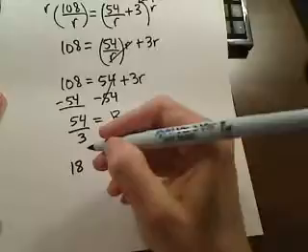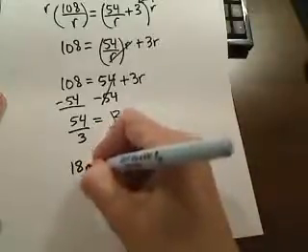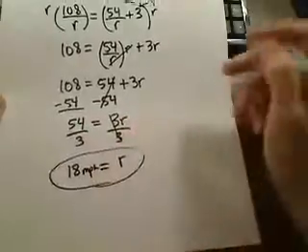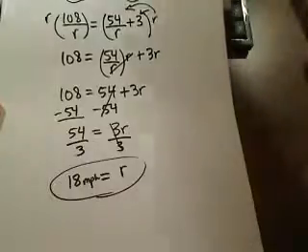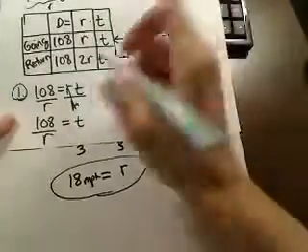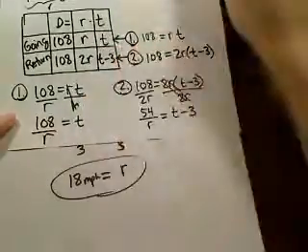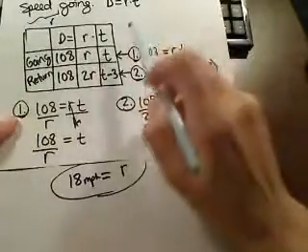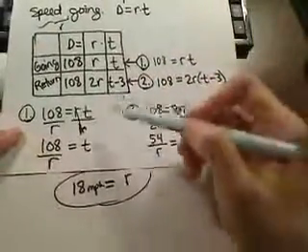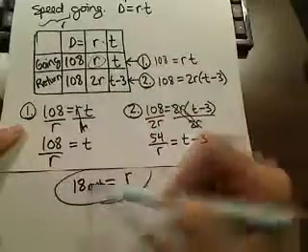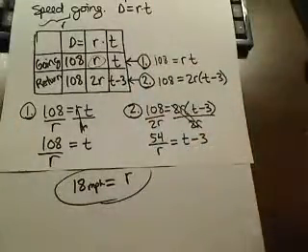I'm not sure if it was miles per hour or kilometers per hour, but at any rate, on our chart, r was defined as the speed going. And they did ask us to find the speed going. And so the speed going would be 18 miles an hour. And that's it on this problem.